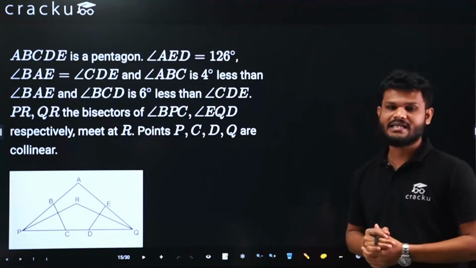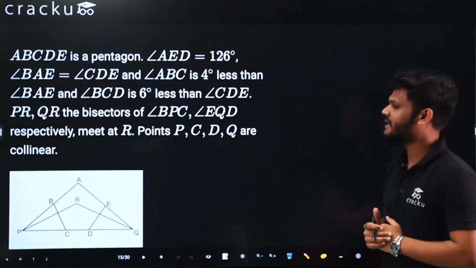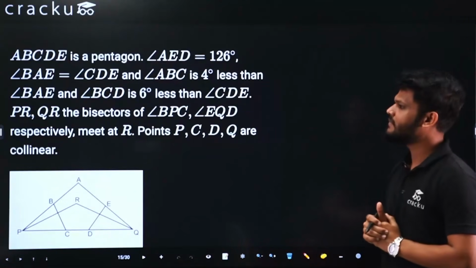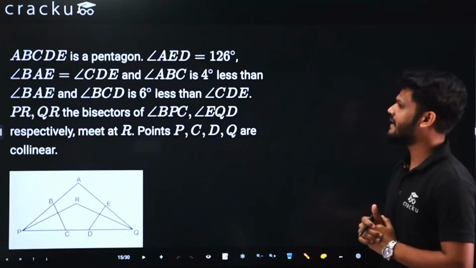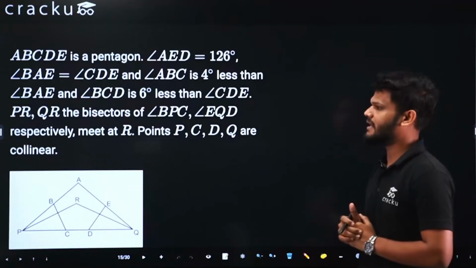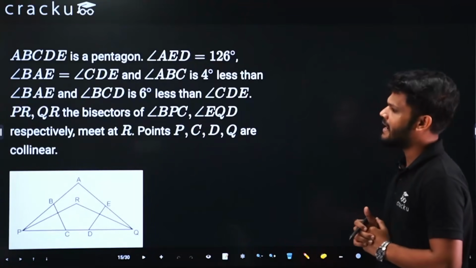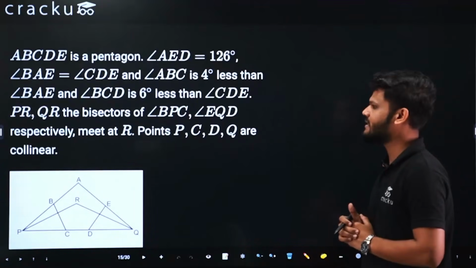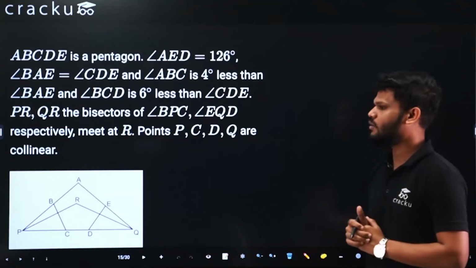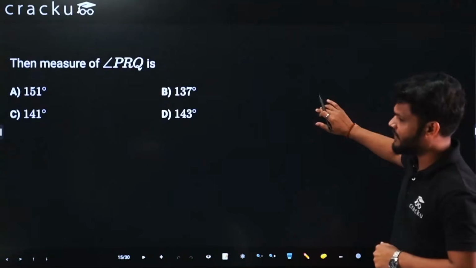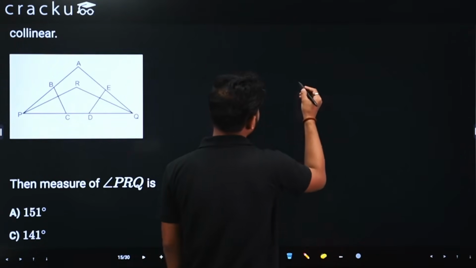In this question we are asked: ABCDE is a pentagon. Angle AED equals 126 degrees. Angle BAE is equal to angle CDE, and angle ABC is 4 degrees less than BAE, and BCD is 6 degrees less than CDE. PR and QR are the bisectors of angle BPC and angle EQD respectively, and they meet at R. Points P, C, D, Q are collinear. Then what we need to find? We need to find the measure of PRQ. Let us first draw the figure.